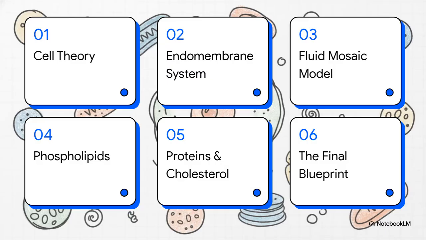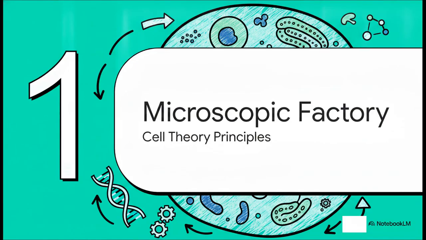Okay, let's quickly check out our tour itinerary. First, the microscopic factory tour itself. Then, we'll walk the endomembrane assembly line, check out the fluid mosaic model, dive into phospholipids as a moving sea, look at proteins and cholesterol, and finally, review the final blueprint.